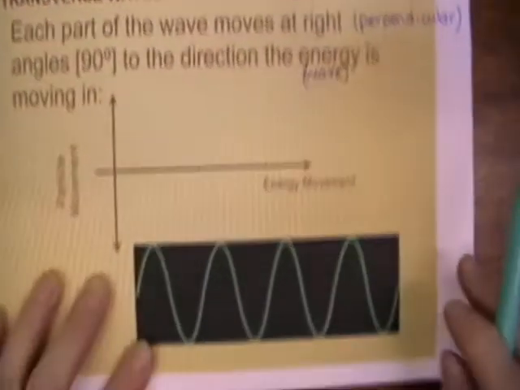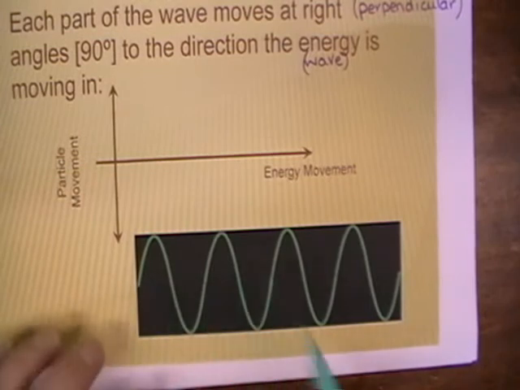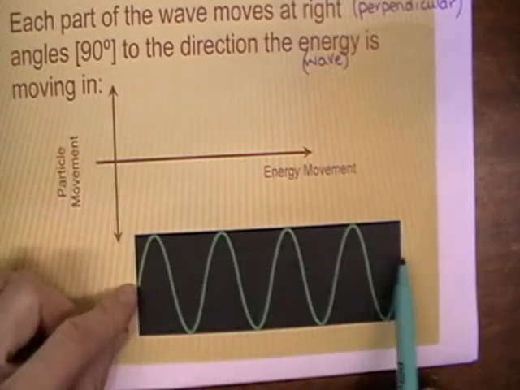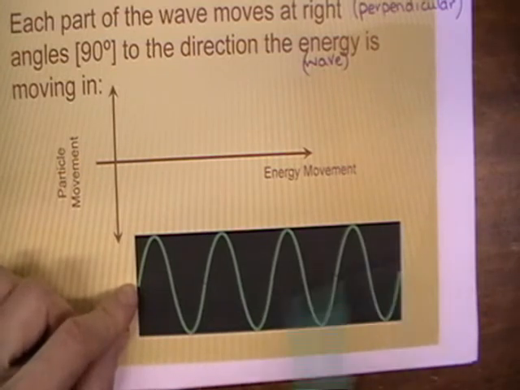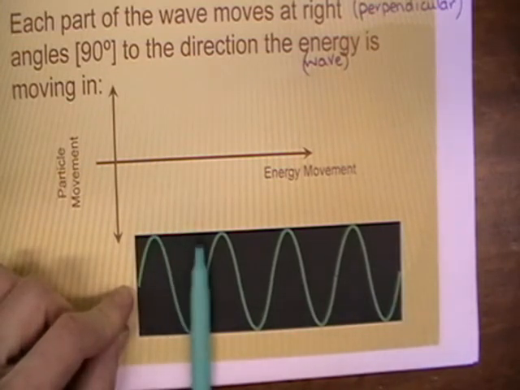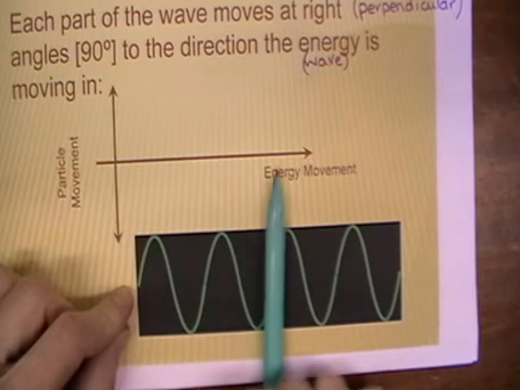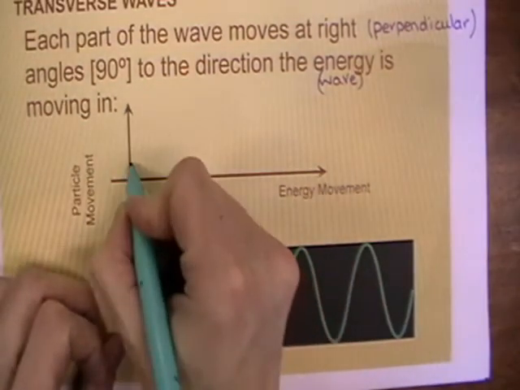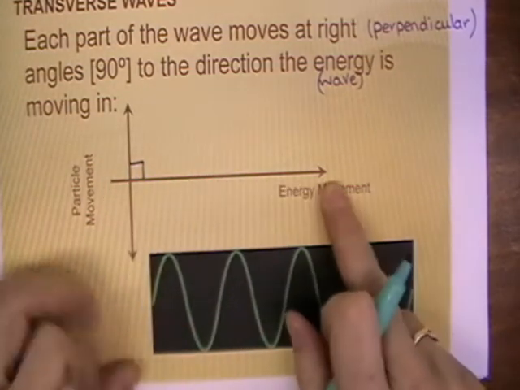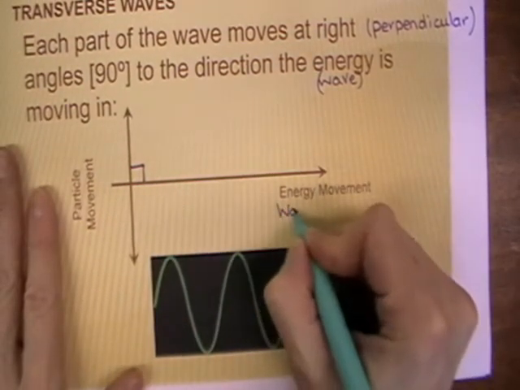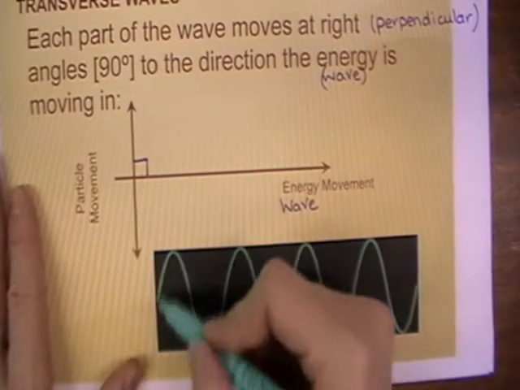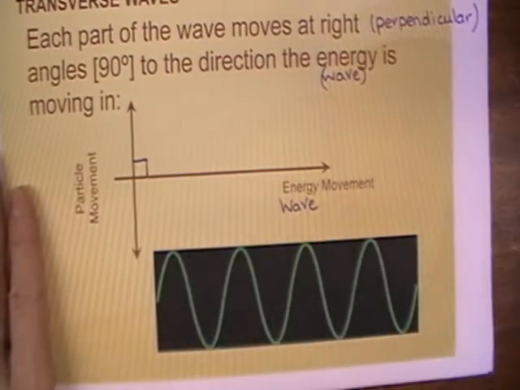And so therefore, we can see a transverse wave here. The direction of the energy movement is this way. So the energy is moving from here to here. And as the energy passes by, all the particles are moving up and down as the energy passes by. So of course that up and down movement is at a right angle to the direction that the energy or the wave itself is moving. And that's a transverse wave, and it always generally has this kind of a shape.